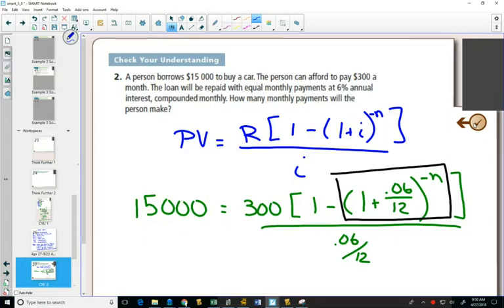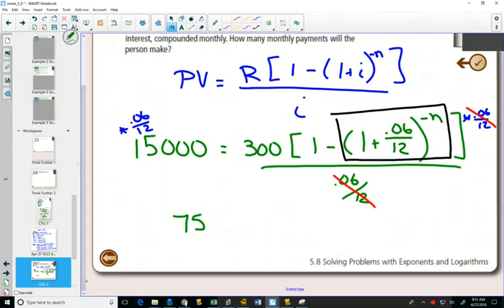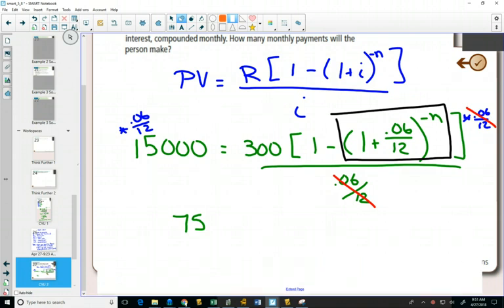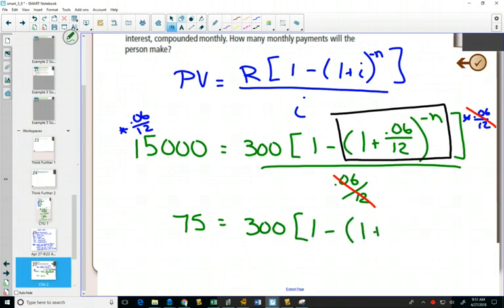This here, what's the opposite of dividing by that? Multiply. If I multiply both sides by 0.06 over 12, these would simplify. And go to my calculator. And I get 75. And next, I divide both sides by 300.